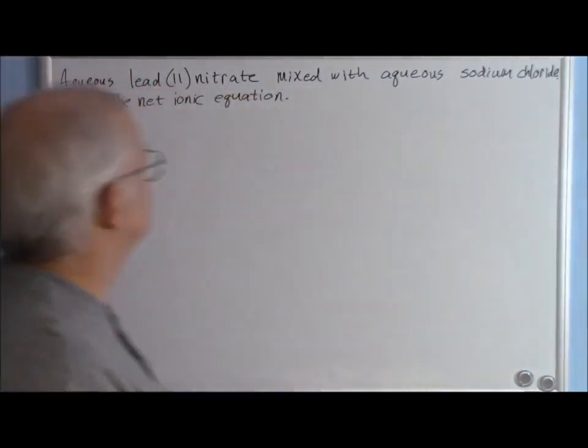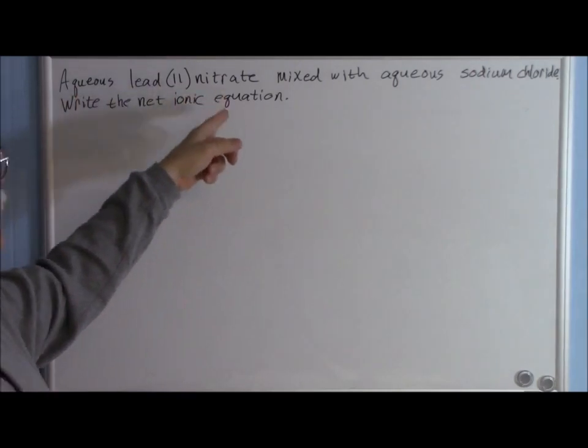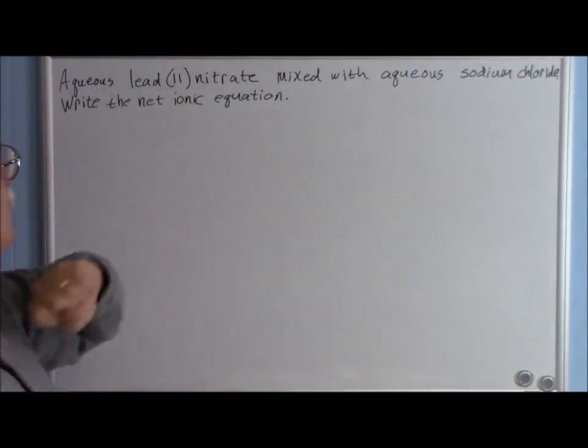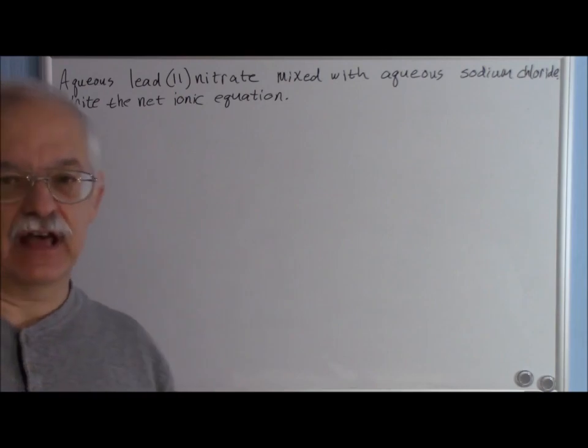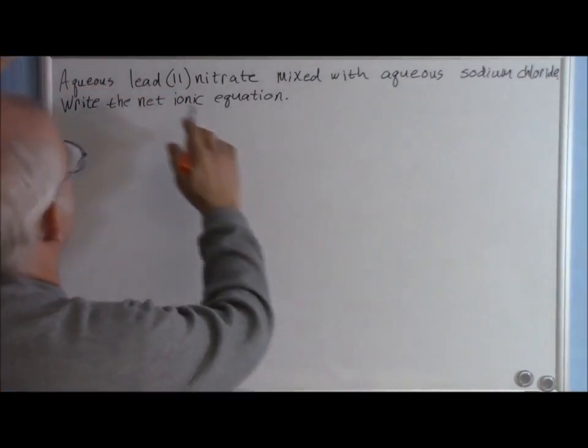Let's get started. Suppose we are told we have aqueous lead-2 nitrate mixed with aqueous sodium chloride and we're asked to write the net ionic equation. Well, here's how we start. We have to look at what we've got.